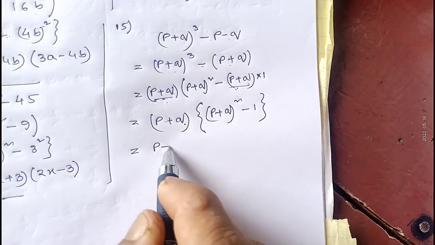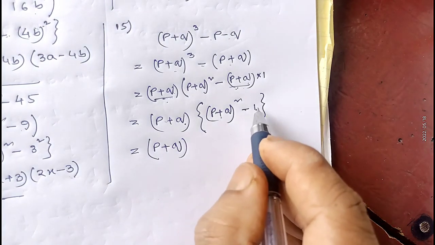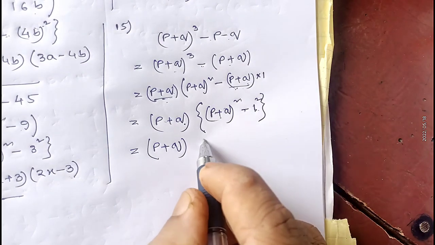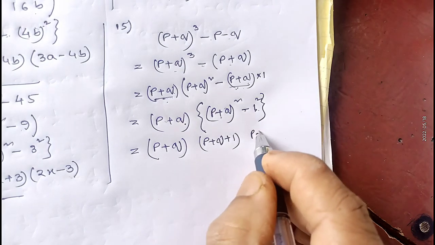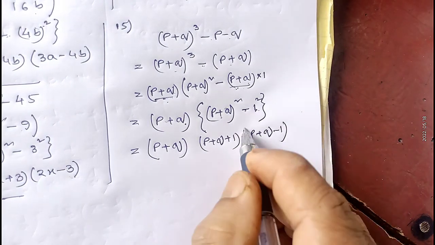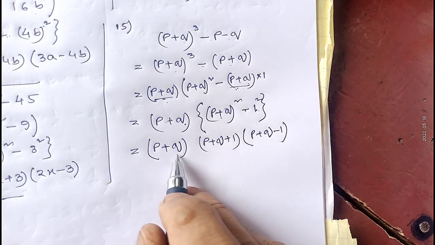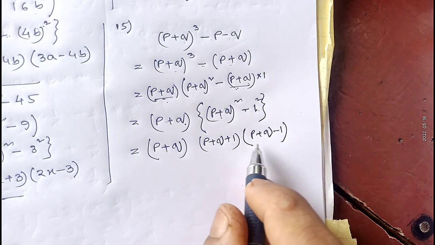So it will be p plus q. Now a square minus b square, because 1 can be considered as 1 square, so a square minus b square will be a plus b into a minus b. This cannot be further simplified, so the required answer is p plus q into p plus q plus 1 into p plus q minus 1.